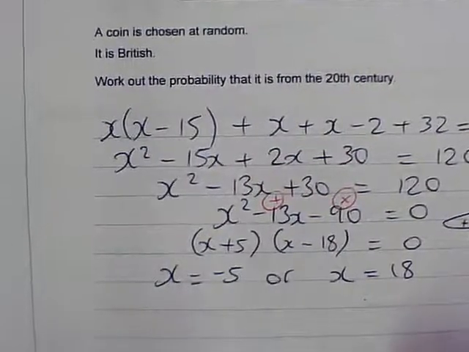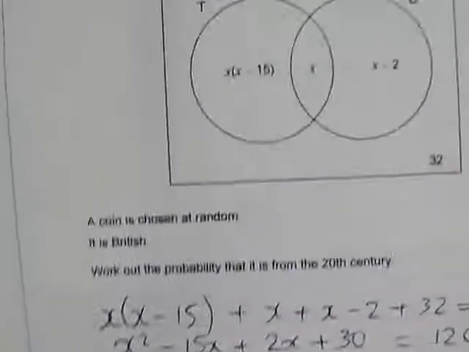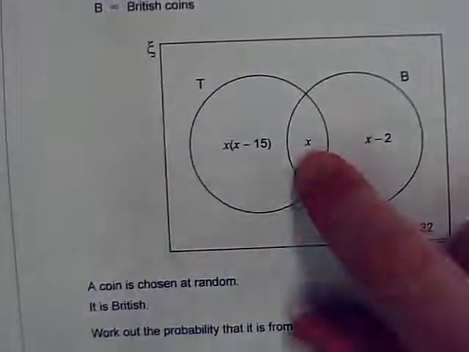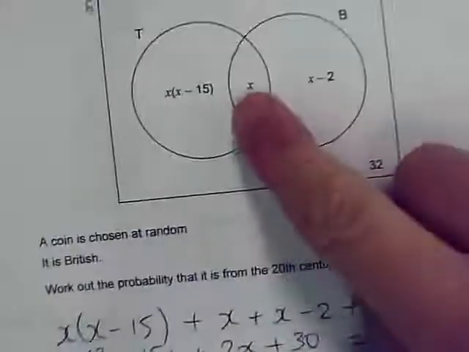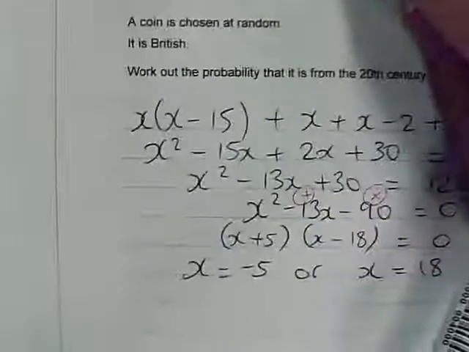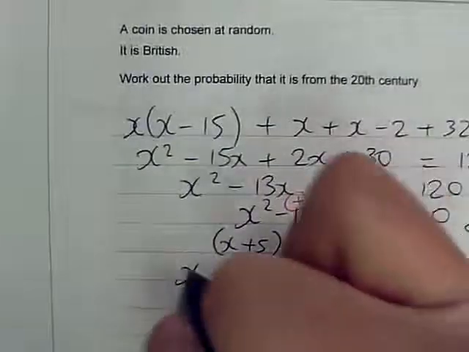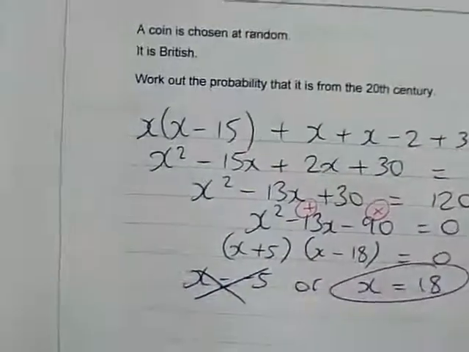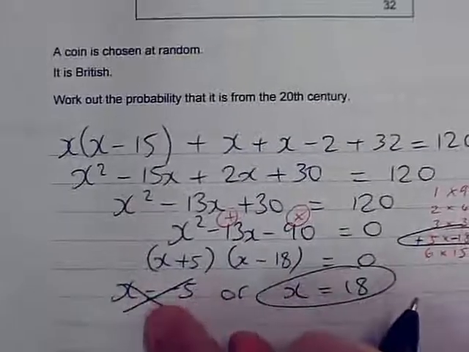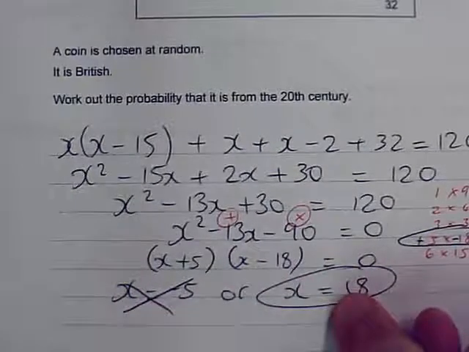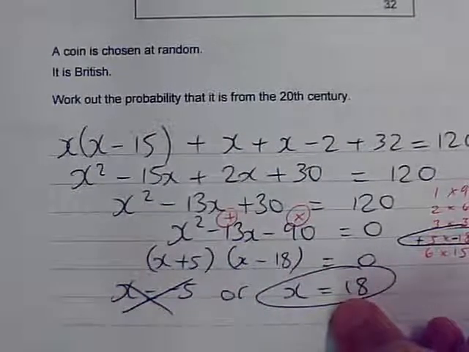So if we just think about this, x stands for a number, alright? And we've got x on its own here. We can't have minus 5 coins in the middle, because that would be a load of rubbish. So I'm going to cross that one out, and that is a value I'm actually going to use. So you have to think about the context of the question. Could you actually have that? No, so it's going to be this. So I now know that x is going to be 18.